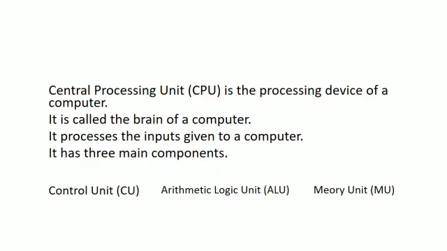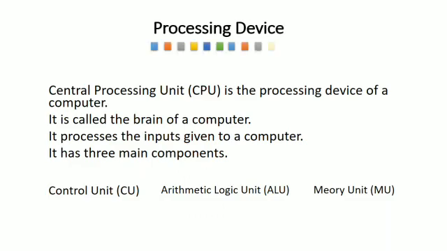Now let's learn about processing device. Central processing unit is the processing device of a computer. As we have already learned, it is the brain of a computer and it processes the inputs given to a computer. It has three main components: CU control unit, ALU arithmetic logic unit and MU memory unit.